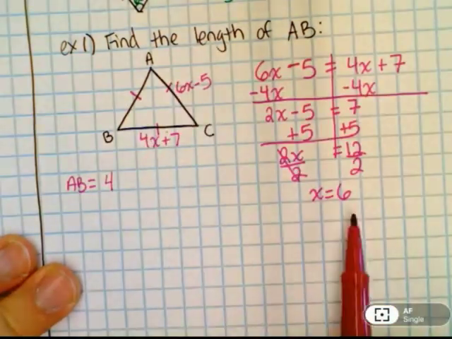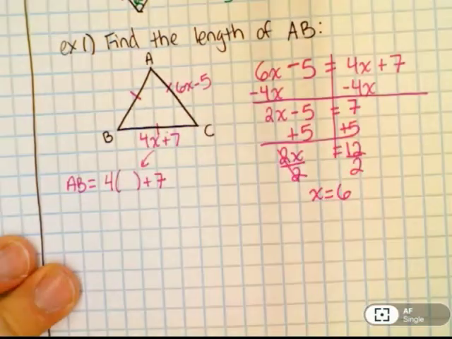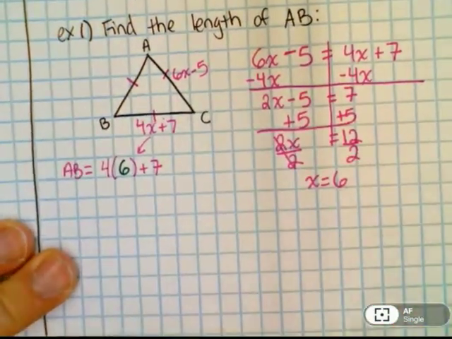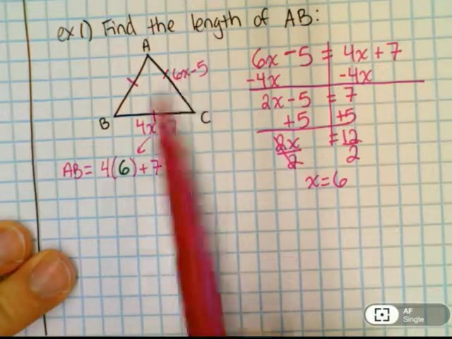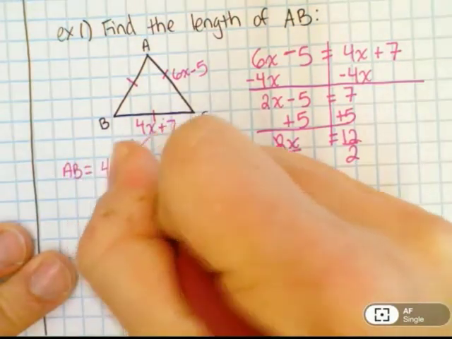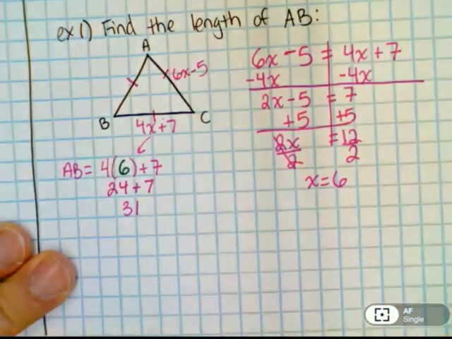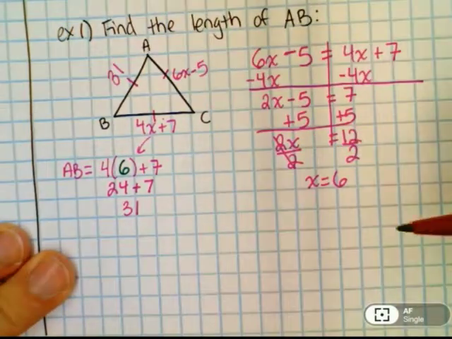And instead of the x, I'm going to use, so I'm just going to draw a little arrow to show where that came from. And I'm going to use the 6 because I now know that the value of x is 6. And so I should get the same answer as if I had replaced this x with 6, right? Because all three sides are the same. So 4 times 6 is 24. And 24 plus 7, if I'm doing my math right, is 31. And so that means that AB is 31 units.